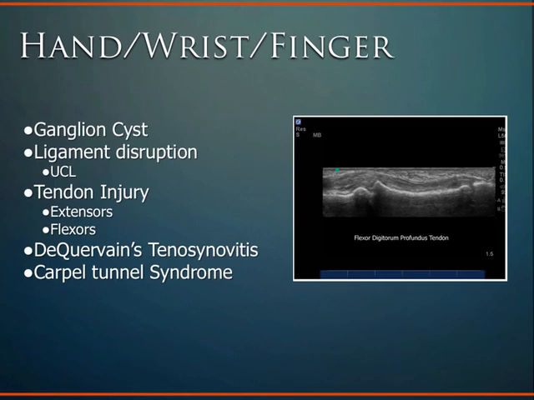Tendon injuries, whether it's your extensor or flexor tendons, De Quervain's tenosynovitis, a very, very common complaint in the clinic. Again, can be very easily visualized. I'll show some images of that. And then carpal tunnel is an area that ultrasound is being used for a lot, not only for imaging, but ultrasound guidance for injections of the carpal tunnel.